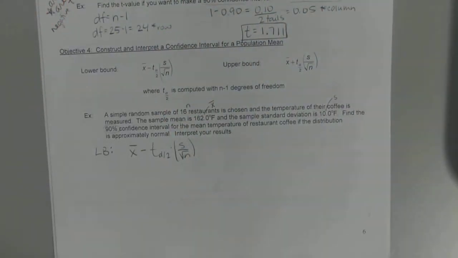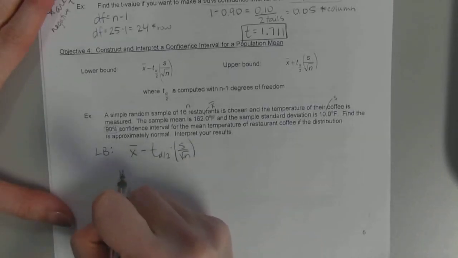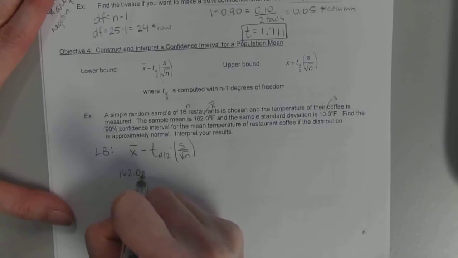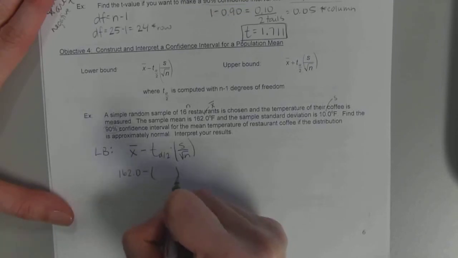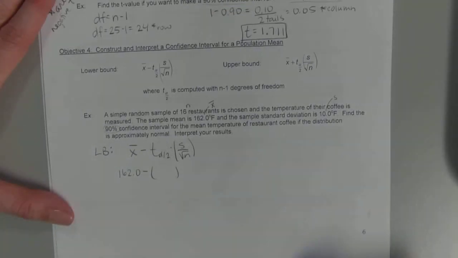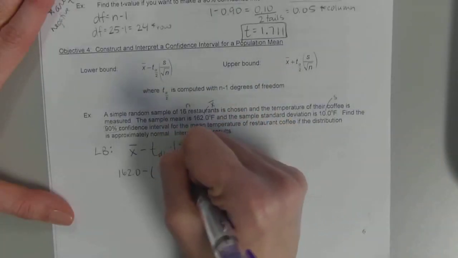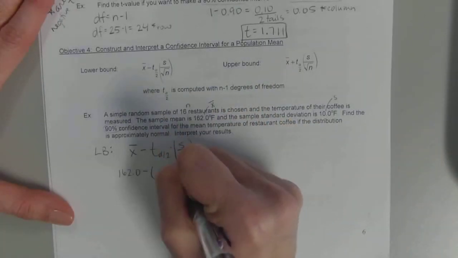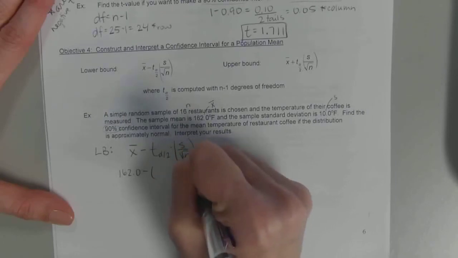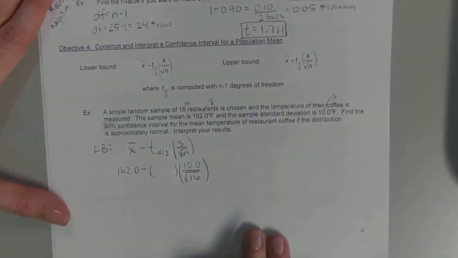All right. And again, we can label x bar, s, and n because we already labeled them in our problem. We just haven't calculated t alpha over 2 yet. So what was our average temperature? 162 degrees minus, leave a blank for our critical value. And then our s was 10 degrees Fahrenheit over the square root of our sample size, which was 16.